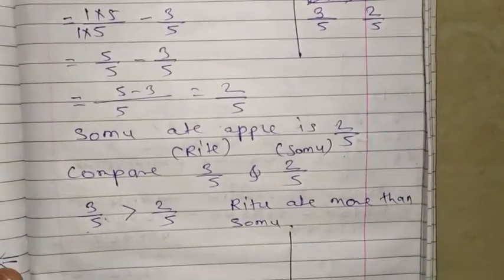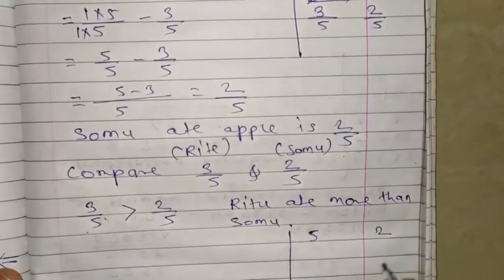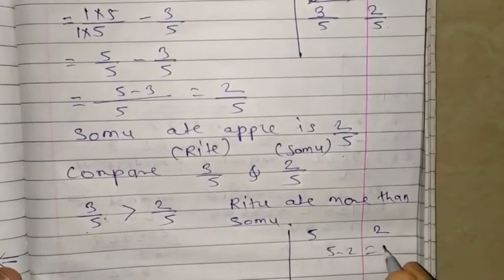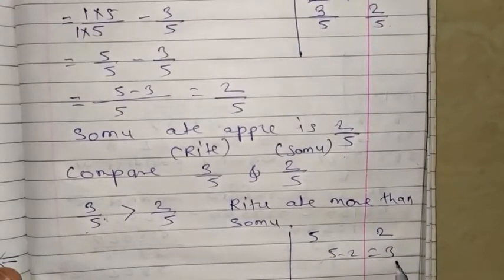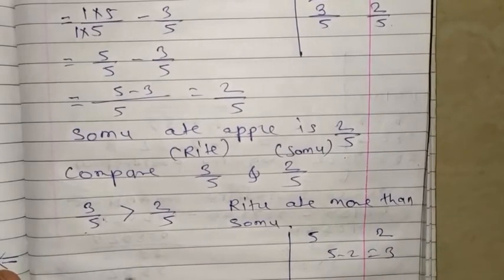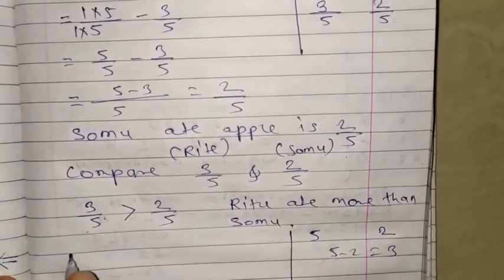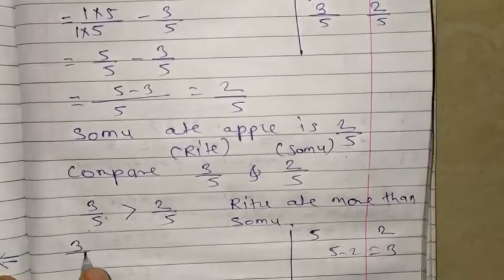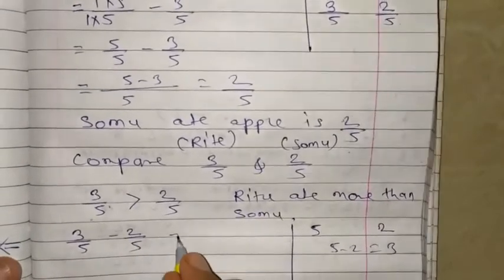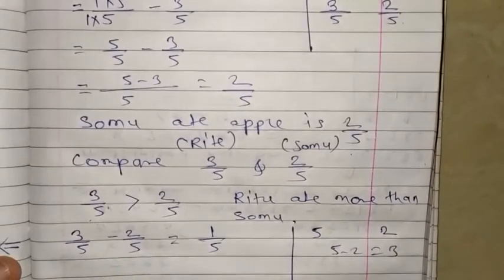Suppose I tell you, you ate 5 apples and your brother ate 2. Here you have to do subtraction and the answer will be 3, meaning you ate 3 more than your brother. So for doing this you have to do subtraction. They are asking by how much, so here 3 by 5 minus 2 by 5. The answer is 1 by 5: 5 stays downside, 3 minus 2 is 1.